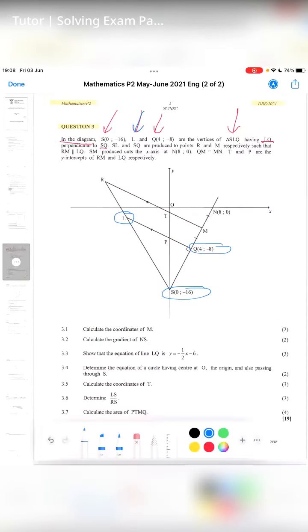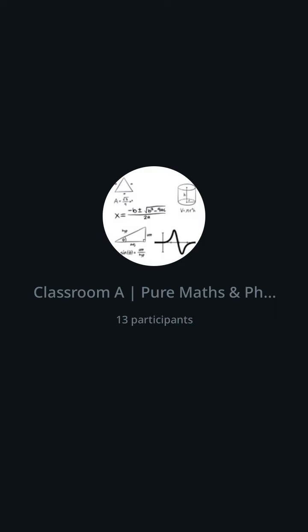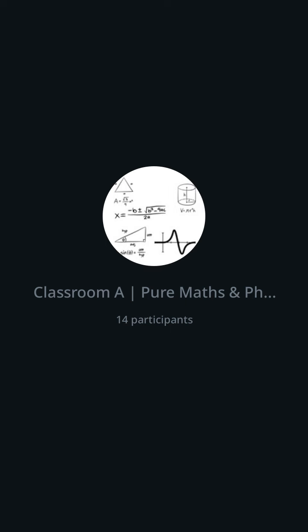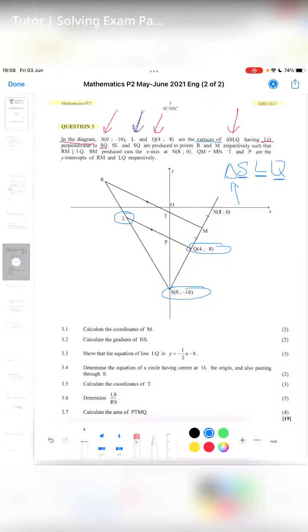So they say these are the vertices of triangle SLQ. It's very, very much important that you are able to interpret these things. This is a triangle. A triangle of what? Of point S, point L, and point Q. The sentence continues to say having, let me just remove that and see what's going on.